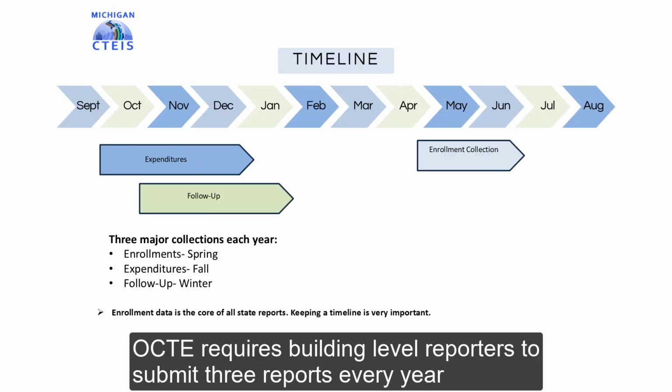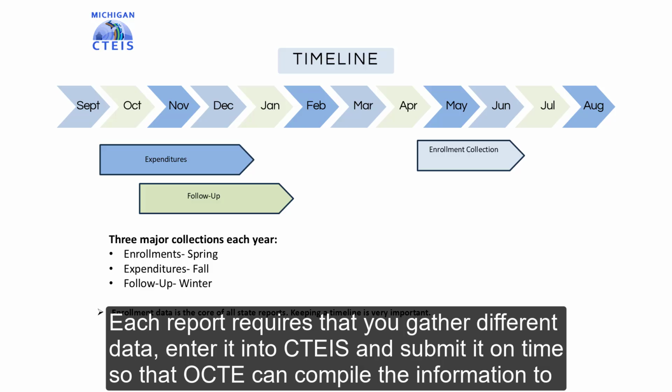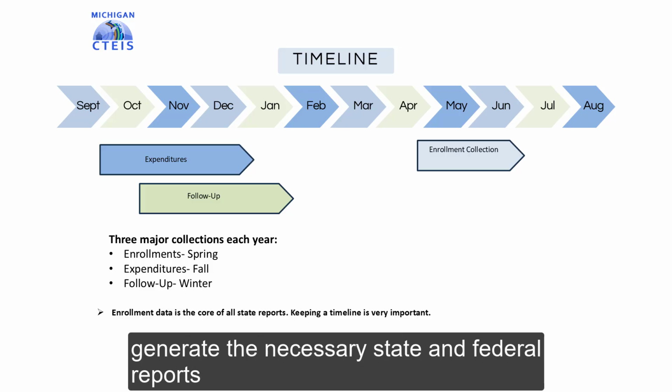OCTE requires building level reporters to submit 3 reports every year. Each report requires that you gather different data, enter it into CTEIS, and submit it on time so that OCTE can compile the information to generate the necessary state and federal reports.